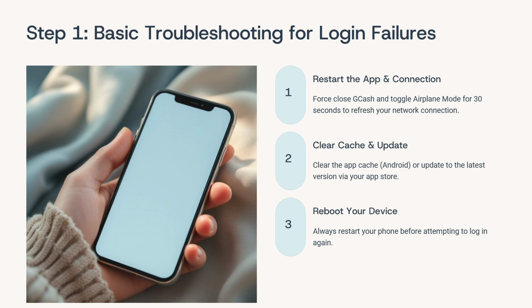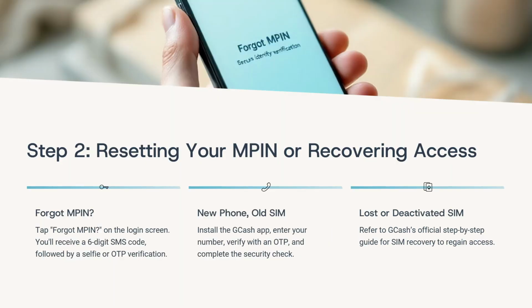So basic troubleshooting for login failures is restart the app and connections, and then after that clear the cache. Clear the cache on Android. So go to your settings and then clear the cache and then reboot your device. And guys, put it on airplane mode for 30 seconds to refresh your network connection. So yeah, there you go.